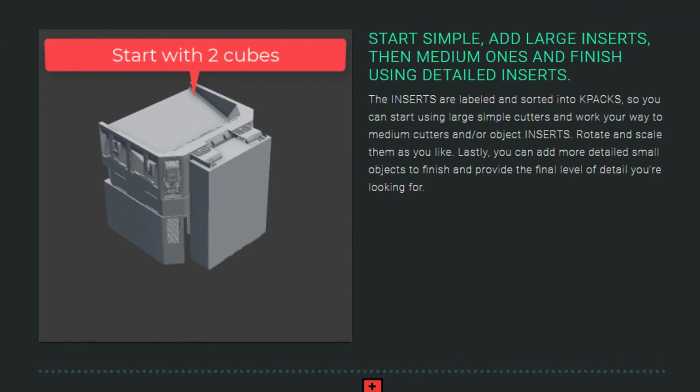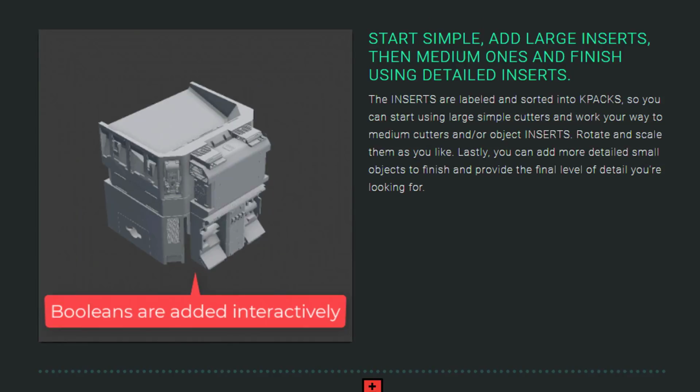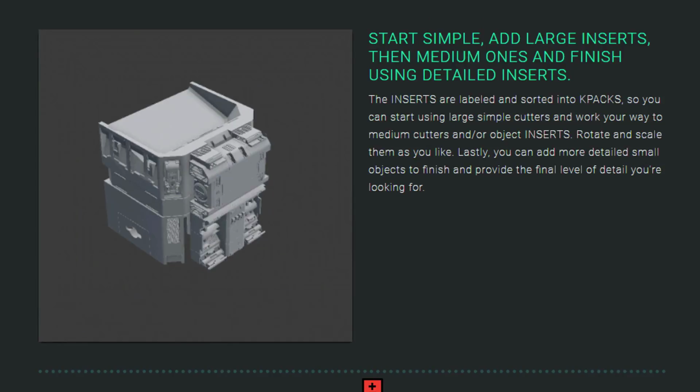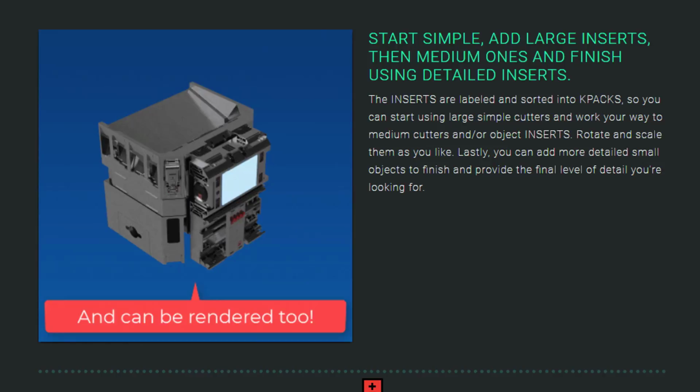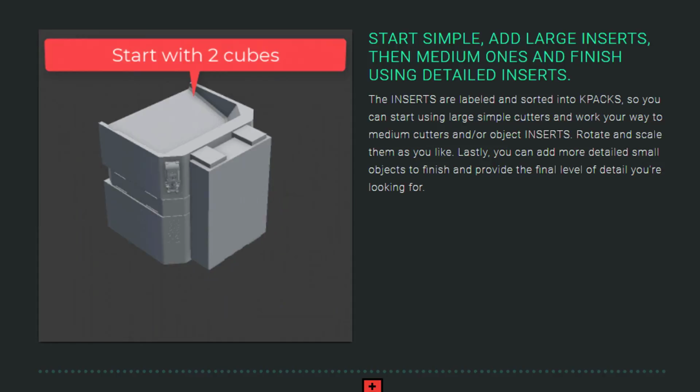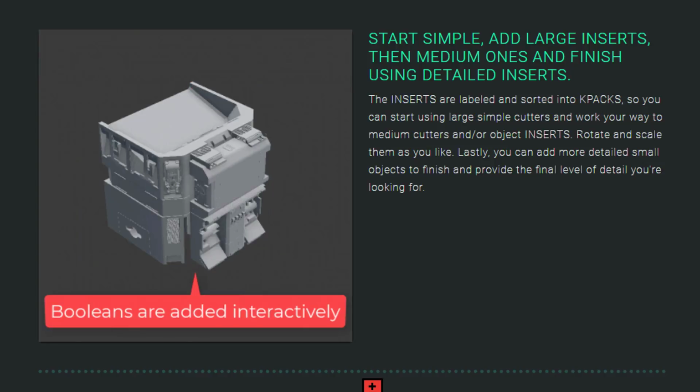With KitOps, you can start with the cube and you can start adding inserts, and the inserts will actually cut their way or add components onto the object that you're working with. And in architecture, we can do that with doors and windows, as well as chairs, lamps, and other architectural elements.